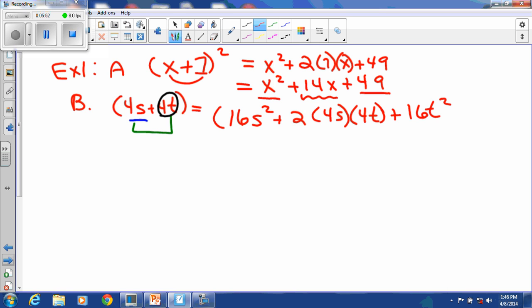Now let's simplify our binomial. We get 16s squared. 2 times 4 times 3 is 24. So plus 24 times s times t plus 9t squared.